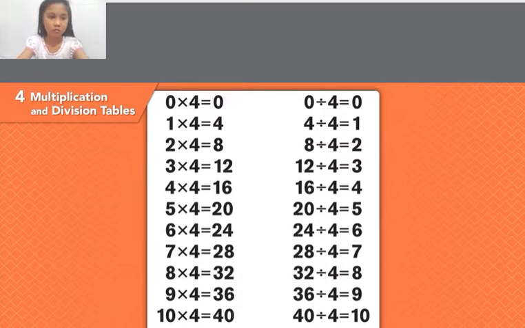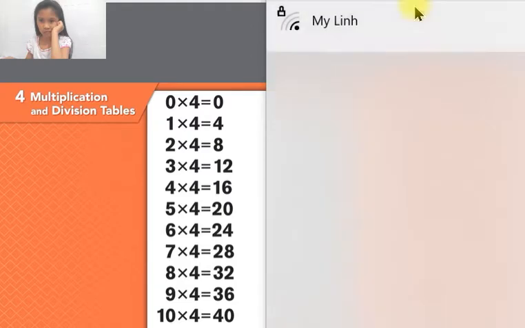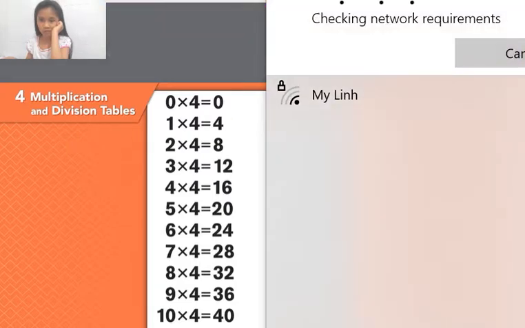7 times 4 equals 28. 8 times 4 equals 32. 9 times 4 equals 36. 10 times 4 equals 40.